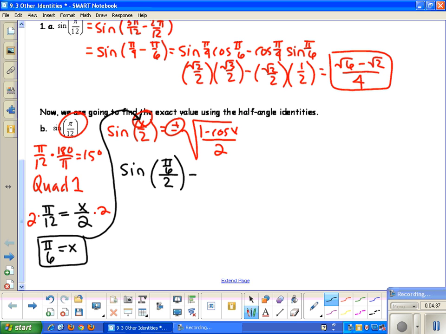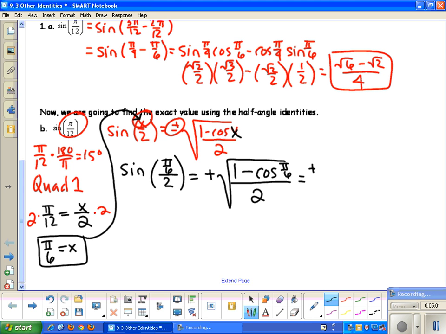Now, in my formula, we just said we know it's positive because we're in quadrant 1. We have the square root of 1 minus cosine. Notice this is cosine x here. So we don't plug in pi over 12, and nor do we plug in pi over 6 over 2. We're plugging in pi over 6 for x. So minus the cosine of pi over 6 divided by 2. And now I can use my unit circle in order to help me simplify this problem.